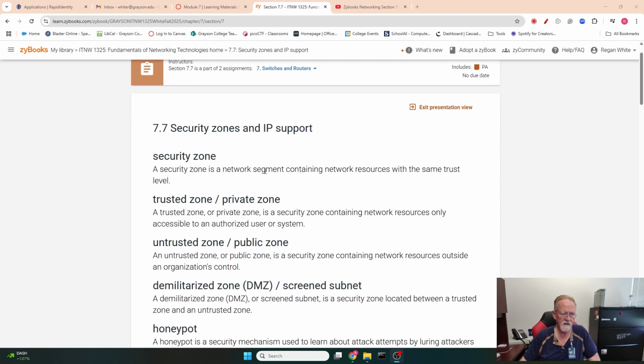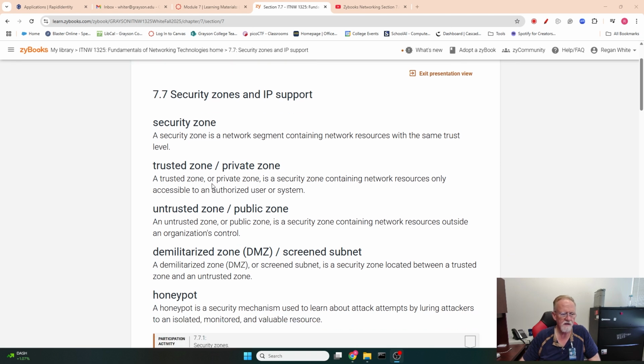A security zone is a network segment containing resources with the same trust level. So basically you don't want to put high-level vulnerable assets into a low-level security segment, or network segment, pardon me. So basically you want to segment your areas based on trust level or security level. A trusted zone or private zone is a security zone containing network resources only accessible to an authorized user or system. So essentially this is where you'd want to put your high priority or high security content or applications.